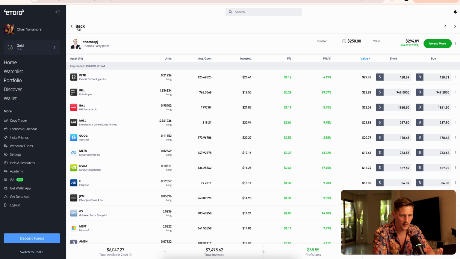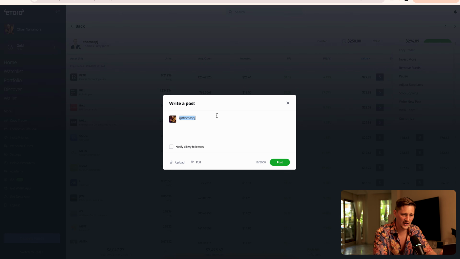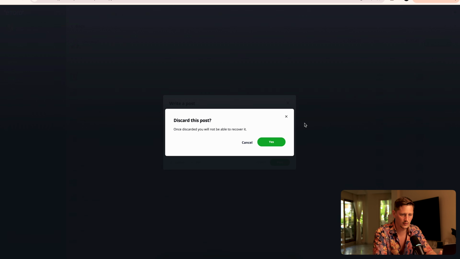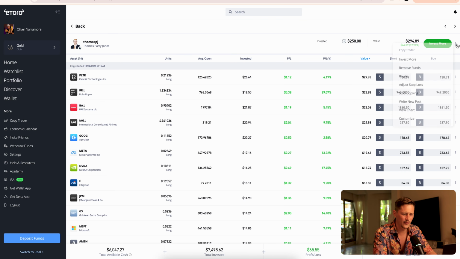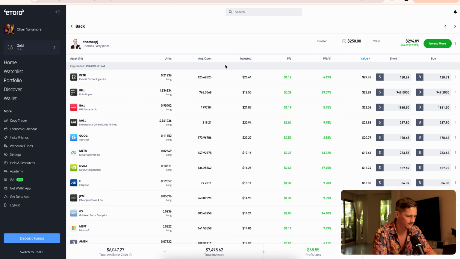So what else have we got in here? Let's move down from here. Stop copying. You can write a new post and it will tag Thomas straight away if you do want to. And then from here, you can view the chart with Thomas and you can customize all of these different columns to see exactly what you want to see. So that's pretty much it in a nutshell. It's really, really, really simple. Once again, you just have to be very careful of who you are copying and what you are doing.